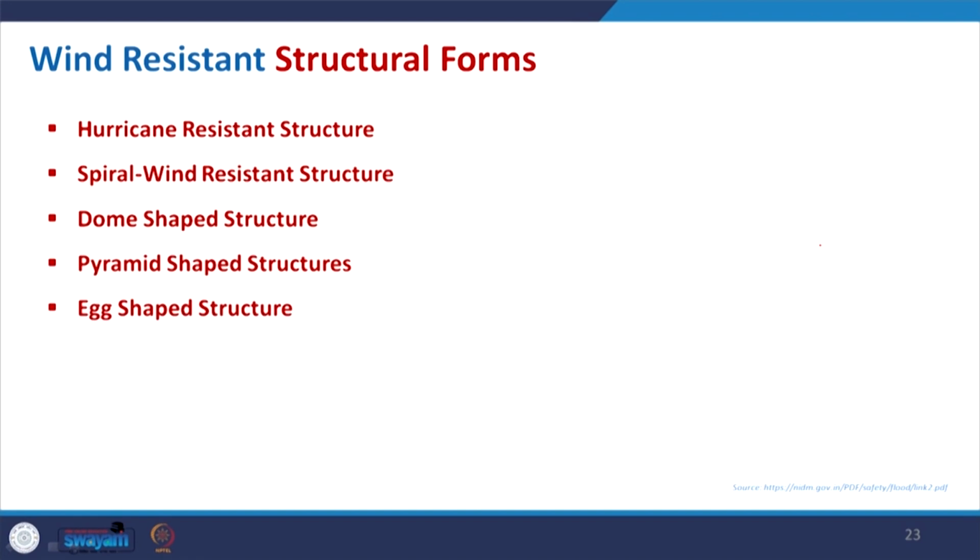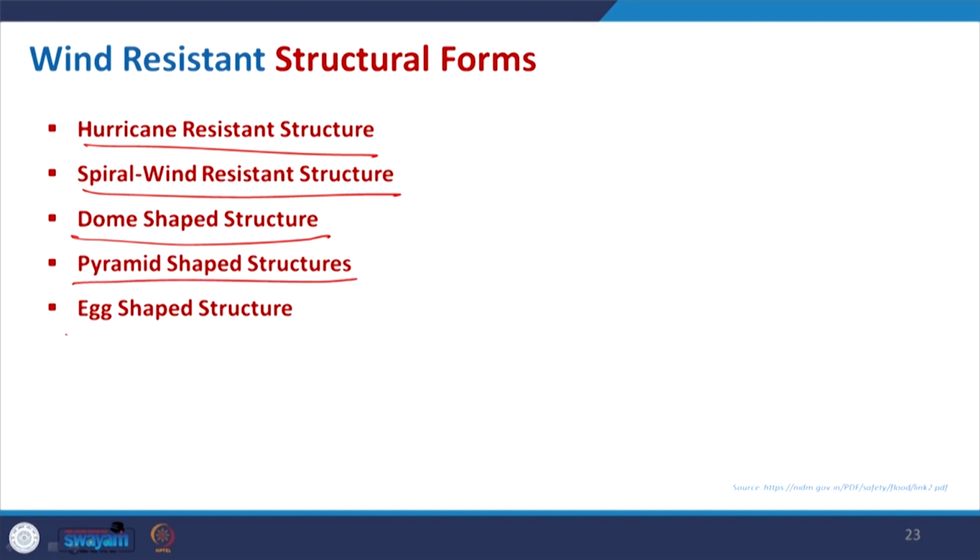So, here I have just listed a few types of structural form pertaining to the hurricane resistant structure: spiral wind resistant structure, dome shaped structure, which is another good structural form that will do very well with the aerodynamic property, then pyramid shaped structure and the egg shaped structure. Here I have picked up one example, and again like my previous lectures, you should also search for more examples under this category and we will exchange the ideas. So, that will be clear about what exactly the structure is and what it is for.